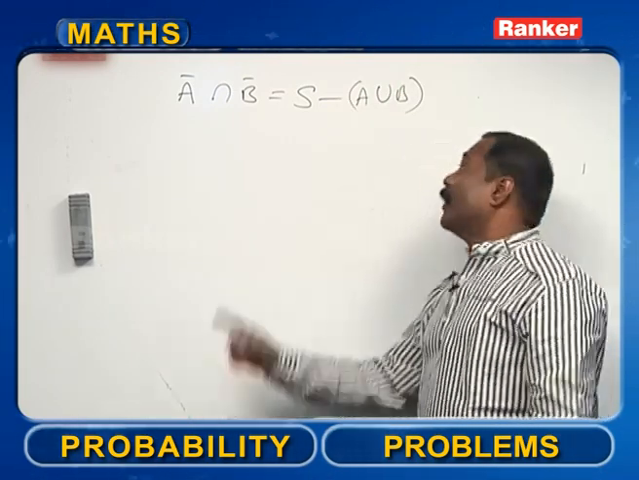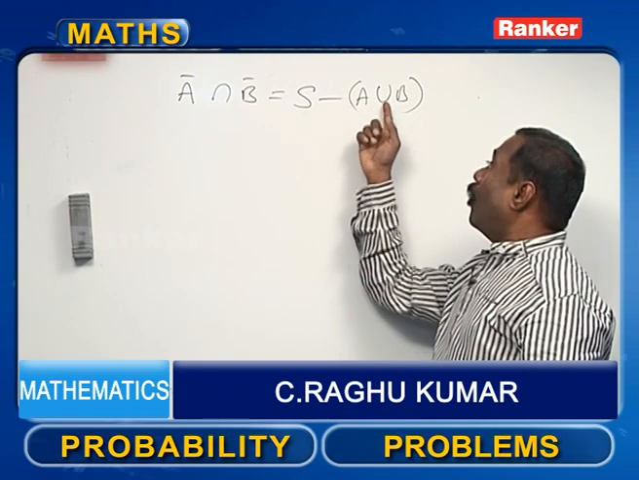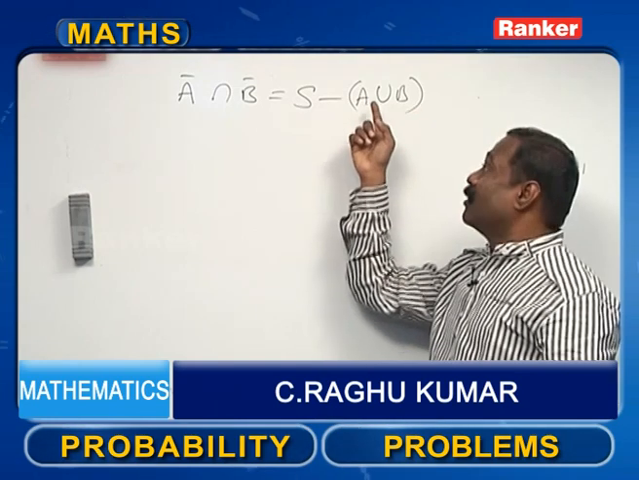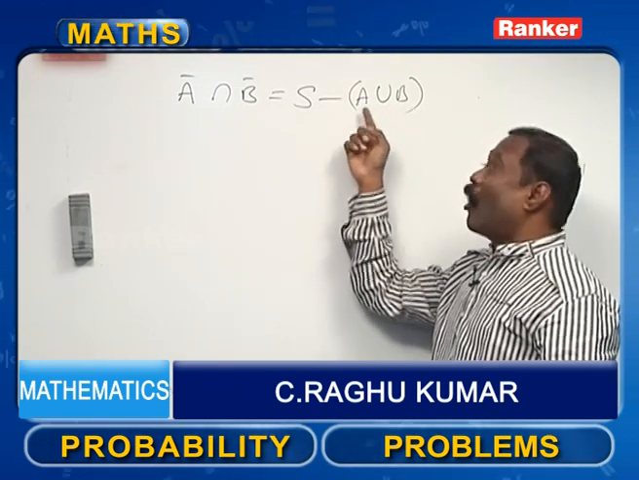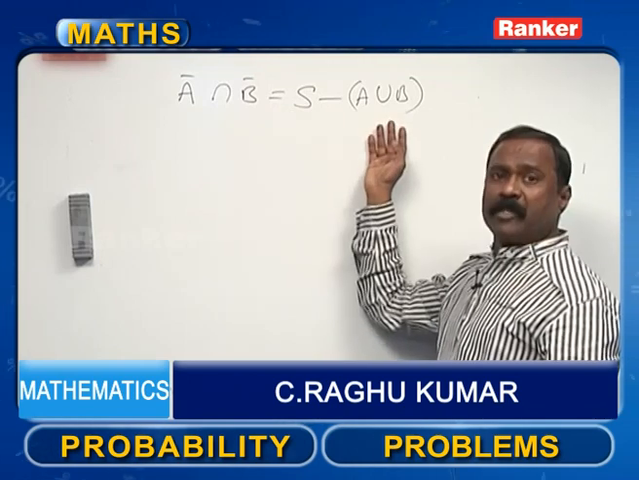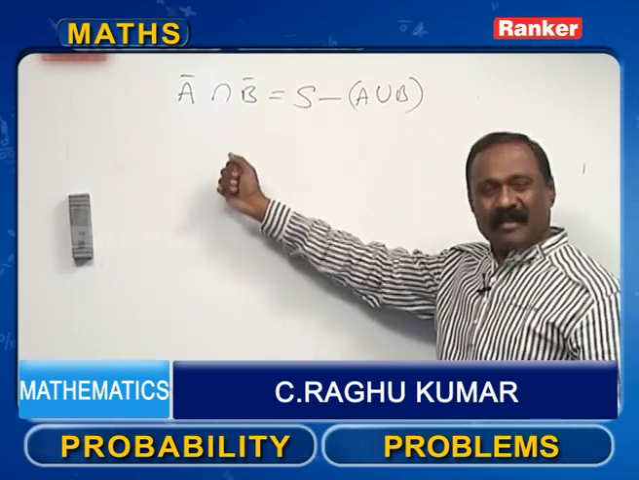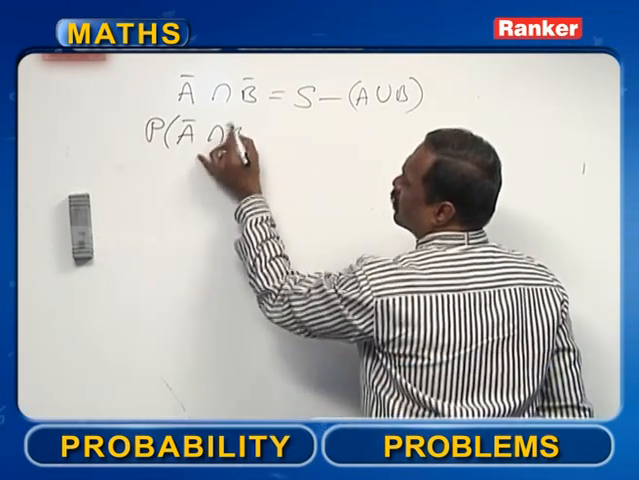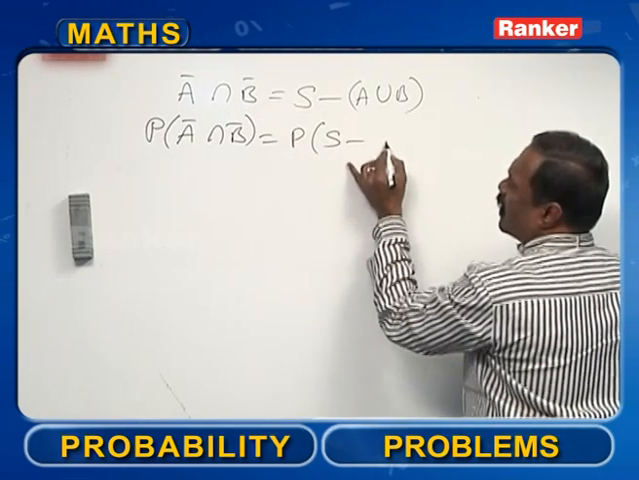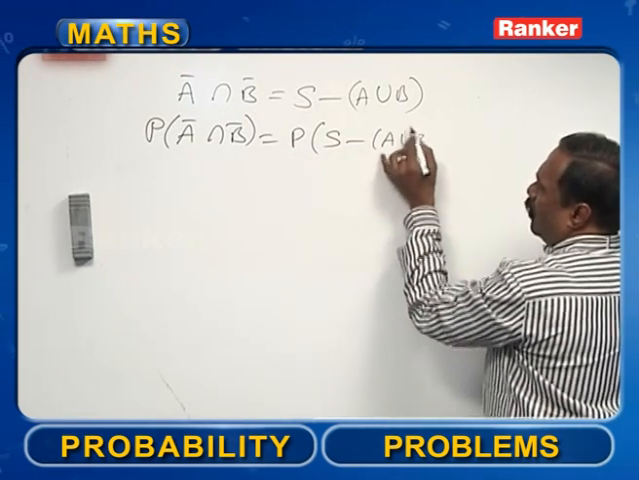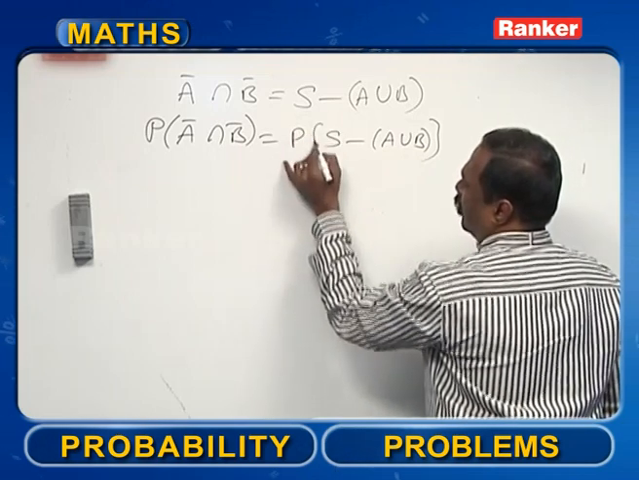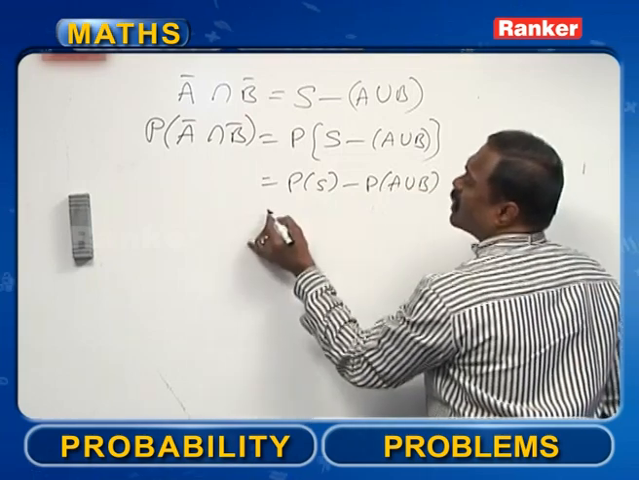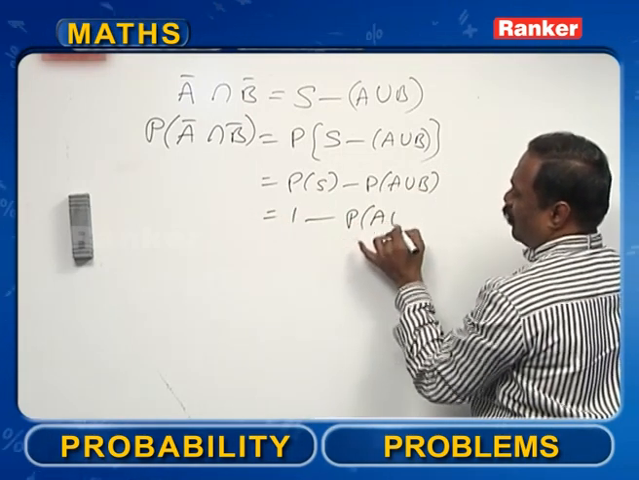Understand? What is the meaning of A union B? Either A or B or both occur. If it is subtracted from the sample space, neither of them occurs. So if you apply probability to this, probability of A bar intersection B bar is equal to probability of S minus A union B, which can be written as probability of S minus probability of A union B. Probability of sample space is always 1, minus probability of A union B.